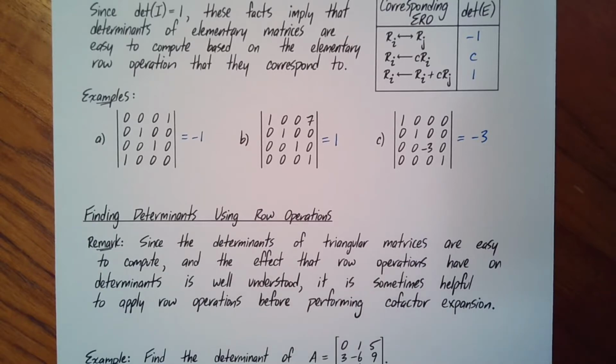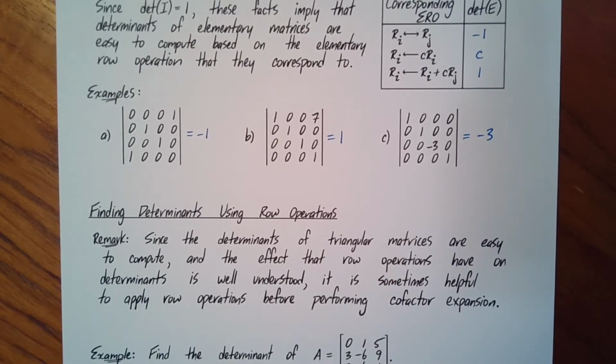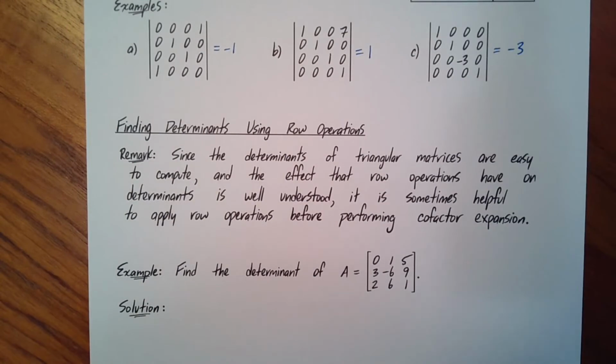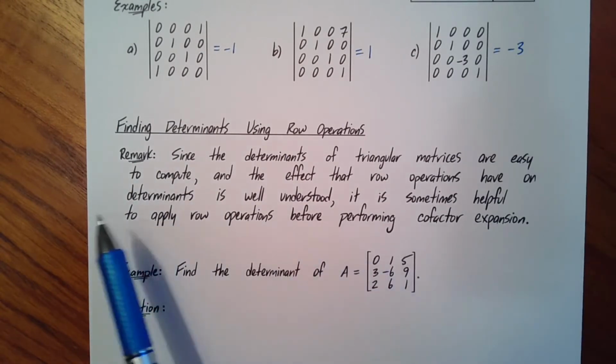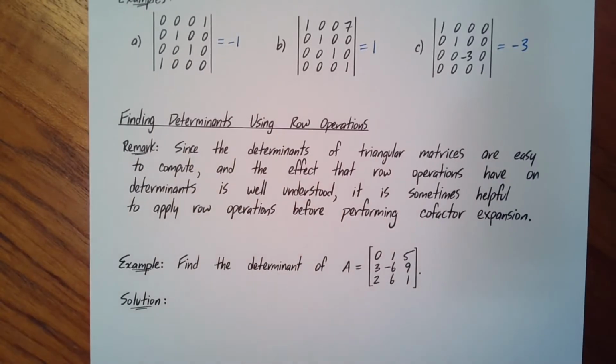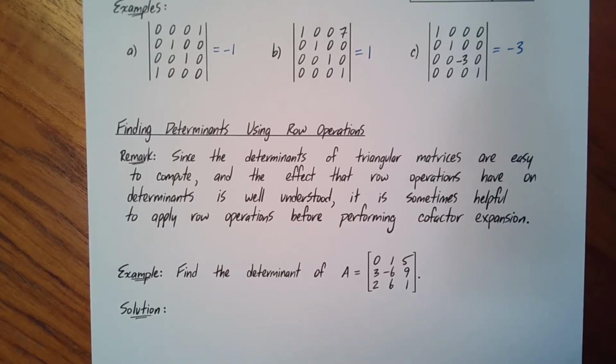But in the meantime, let's move on to the next idea, which is finding determinants using row operations. So we'll start with this remark, which really just lays out the main idea behind what we're going to do. Since determinants of triangular matrices are easy to compute, and the effect that row operations have on determinants is well understood, both of those facts are established now, right? Triangular matrices, you want to compute its determinant, just multiply the entries on the main diagonal. Want to know the effect that row operations have on determinants? You've just written the rules down on the previous page. Just flip to your previous page and you have the rules right in front of you.